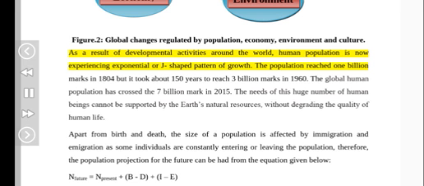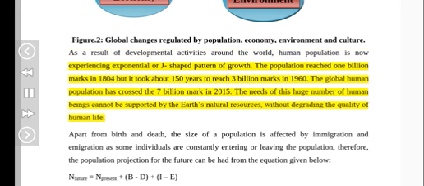As a result of developmental activities around the world, the human population is now experiencing an exponential, or J-shaped, pattern of growth. The population reached the 1 billion mark in 1804, but it took about 150 years to reach the 3 billion mark in 1960. The global human population crossed the 7 billion mark in 2015. The needs of this huge number of human beings cannot be supported by the Earth's natural resources without degrading the quality of human life.